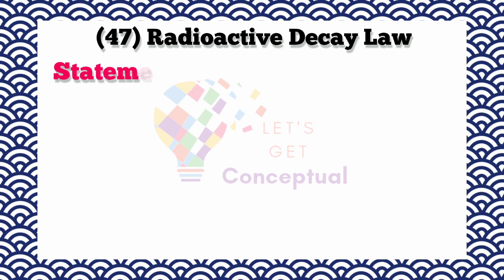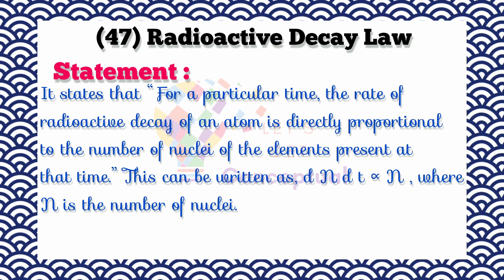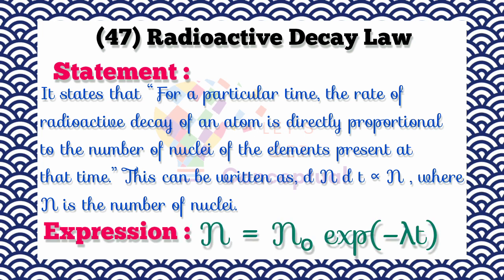Number 47. Radioactive decay law. Statement: It states that for a particular time, the rate of radioactive decay of an atom is directly proportional to the number of nuclei of the element present at that time. This can be written as dN/dt is directly proportional to N, where N is the number of nuclei. Expression: N is equal to N naught exponential minus lambda t.